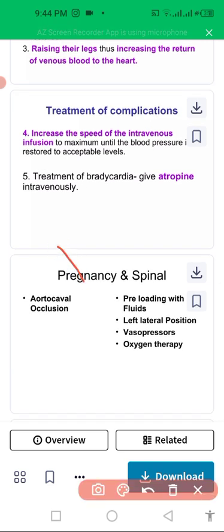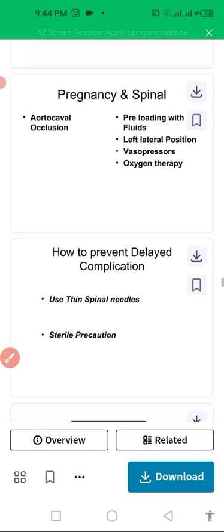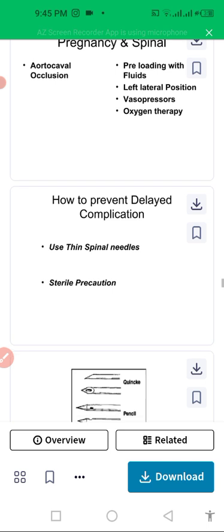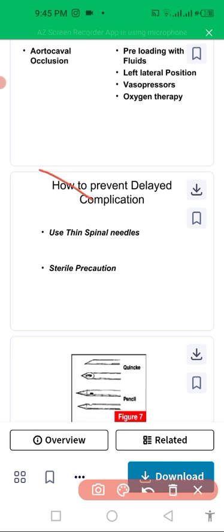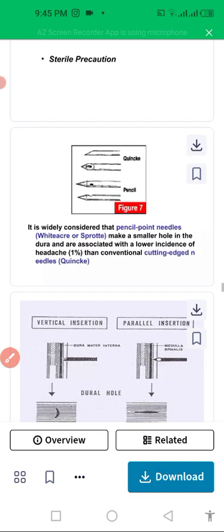In pregnancy, spinal anesthesia causes aortocaval occlusion. Preload should be given with fluids. Lateral position should be done. Vasopressors and oxygen therapy should be given to the patients. How to prevent delayed complications: use thin spinal needles and sterile precautions. There are different types of needles, so we have to take care of that.